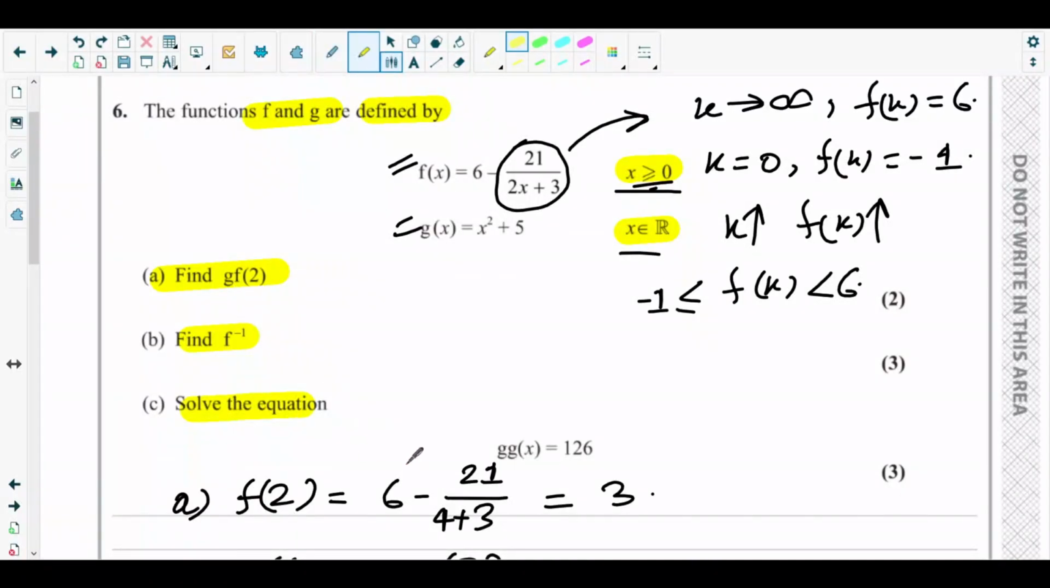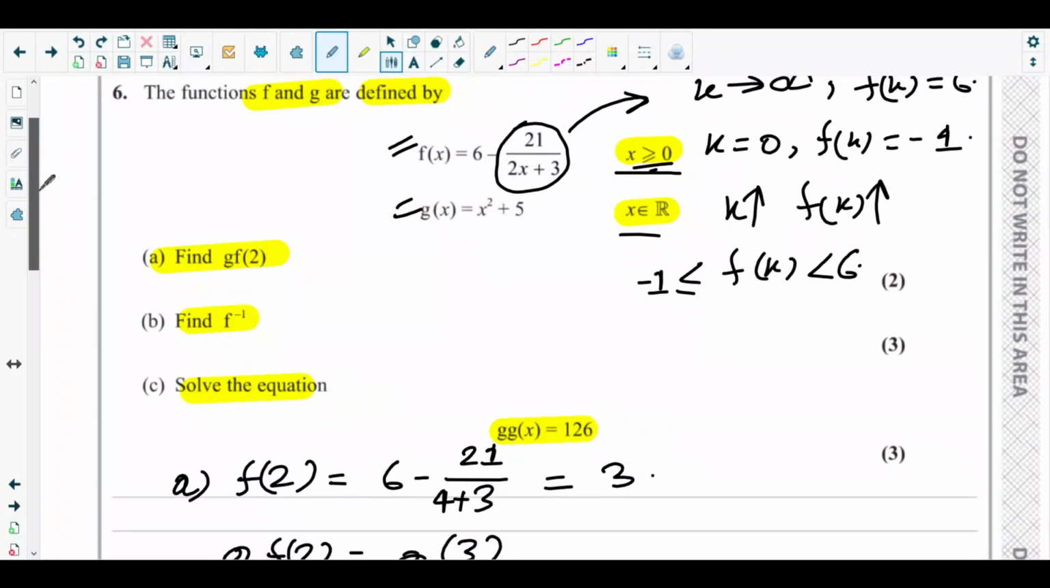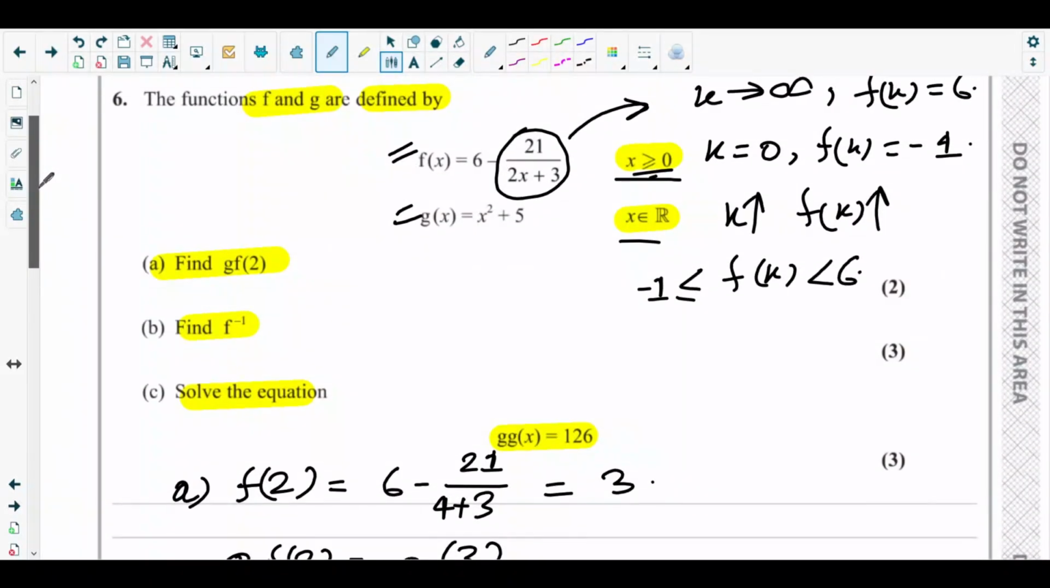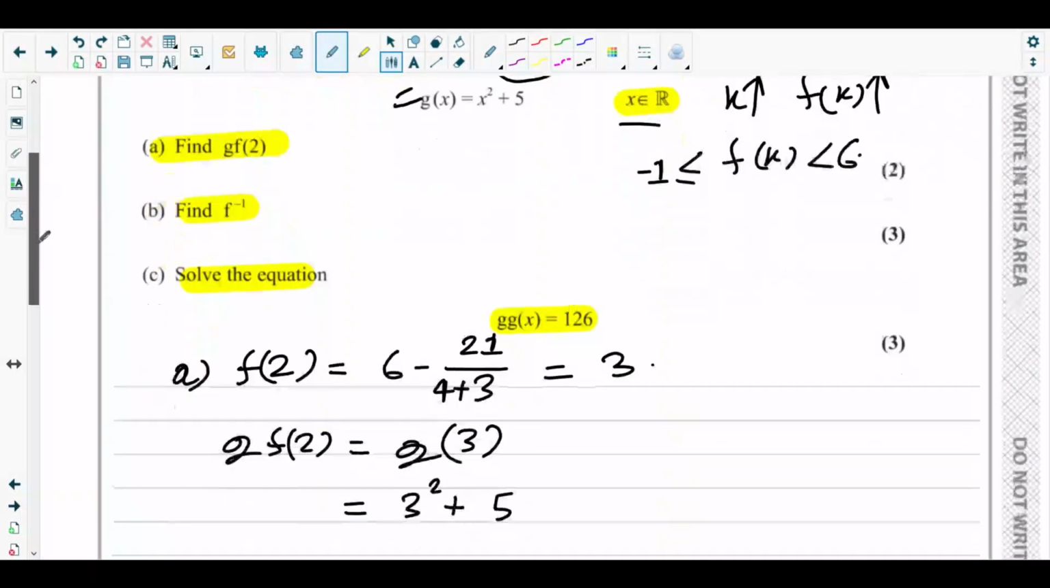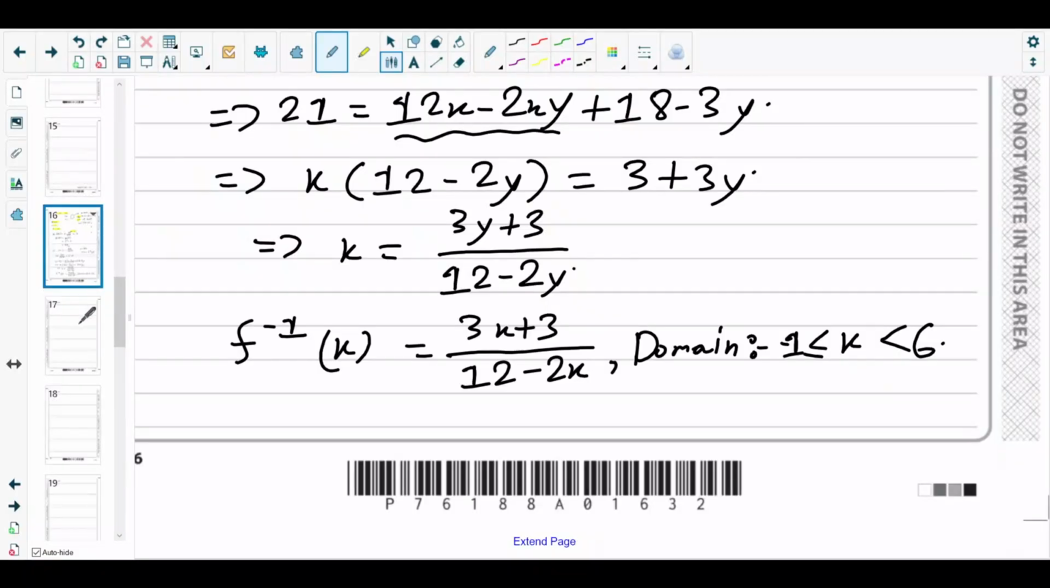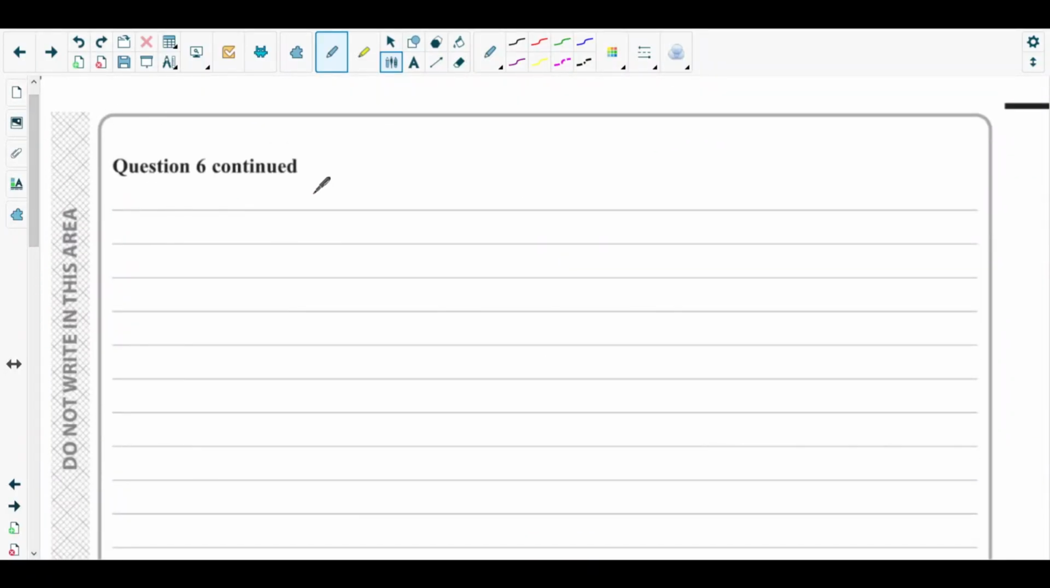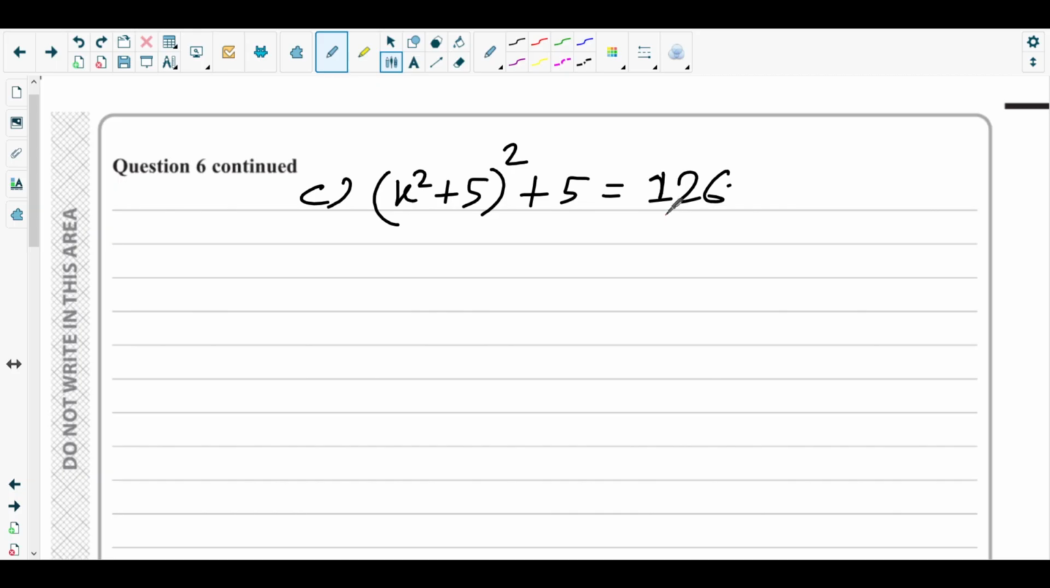It's asking to solve the equation g of x equals to 126. So this is a composite function, which is g of x. So in place of x in g of x, we will put x squared plus 5. That's it. This is g of x. Okay, so what we will do for part C, g of x, that means g of x is what? x squared plus 5, isn't it? So x squared plus 5 whole square plus 5 equals to what? 126, isn't it?